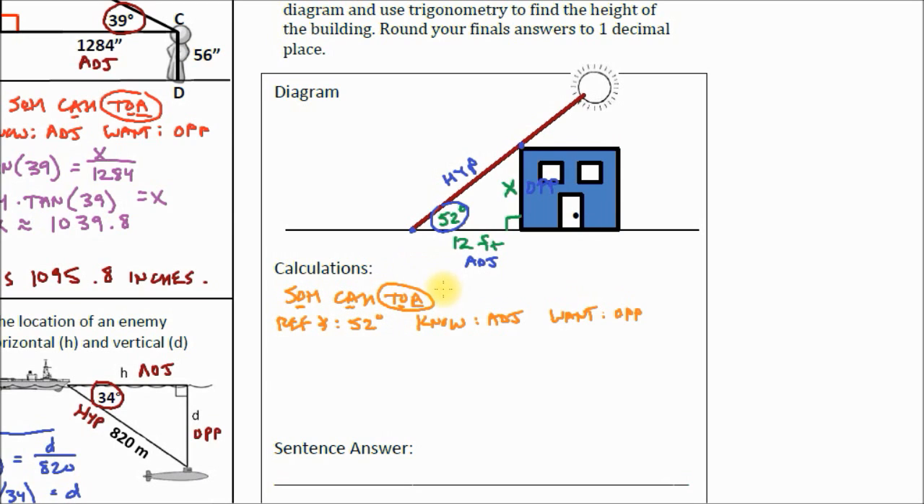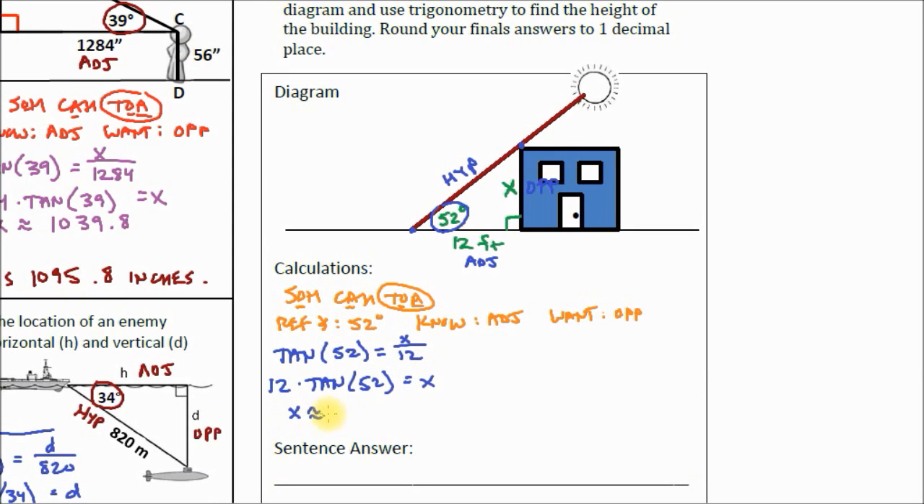And that means we're going to use tangent. So our equation is going to be tangent of 52 degrees is equal to opposite, which is our unknown side, over adjacent, which is 12. We have a variable again in the numerator. That means we multiply both sides by the denominator. That will cancel the 12 on the right and move it over to the left. 12 times tangent of 52 degrees equals x.